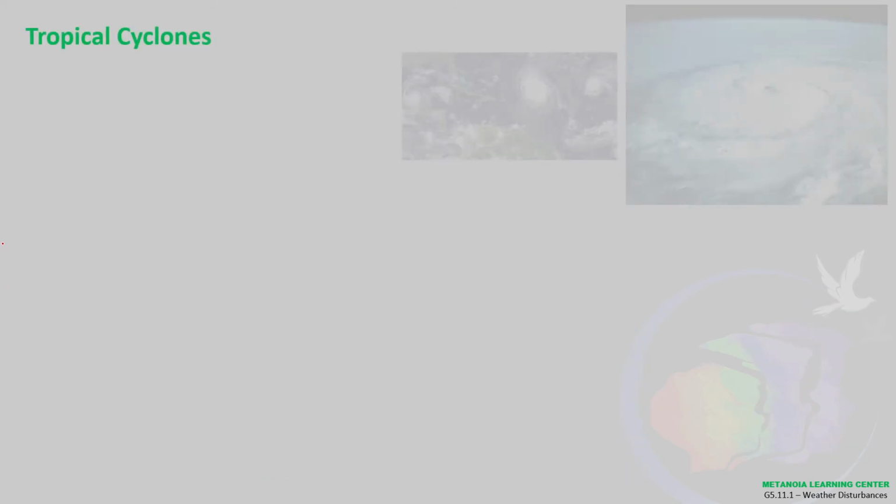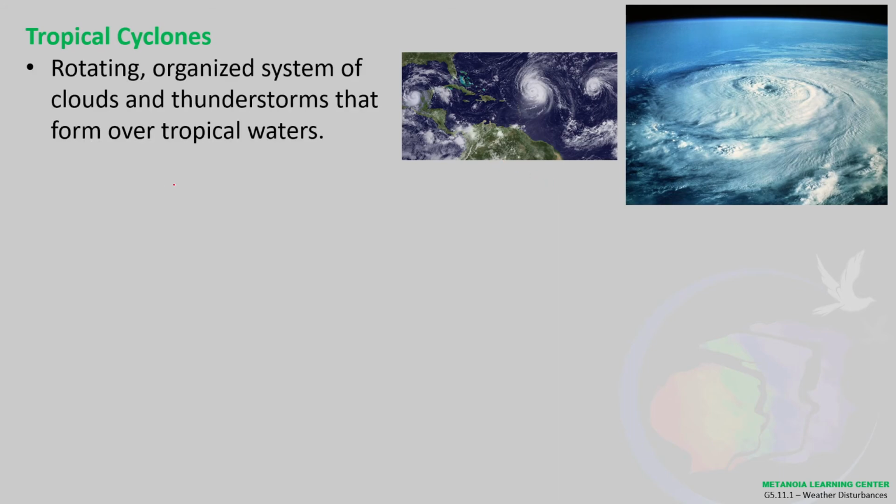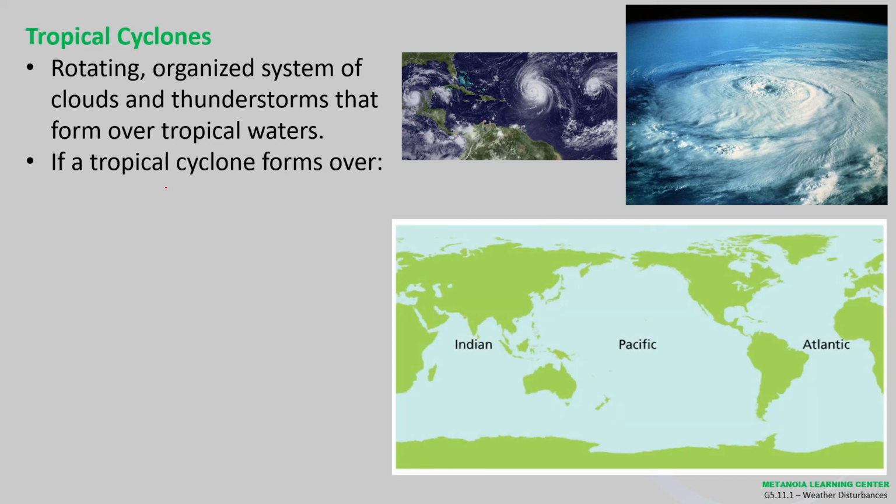So tropical cyclones. So these are tropical cyclones, yung typical typhoon na na-experience natin. A rotating organized system of clouds and thunderstorms that form over tropical waters. If a tropical cyclone forms over, so meron tayong ito, yung tropical waters natin in this area. Parang let's say at this zone at some point. Okay. So there are certain names na ginagamit natin.